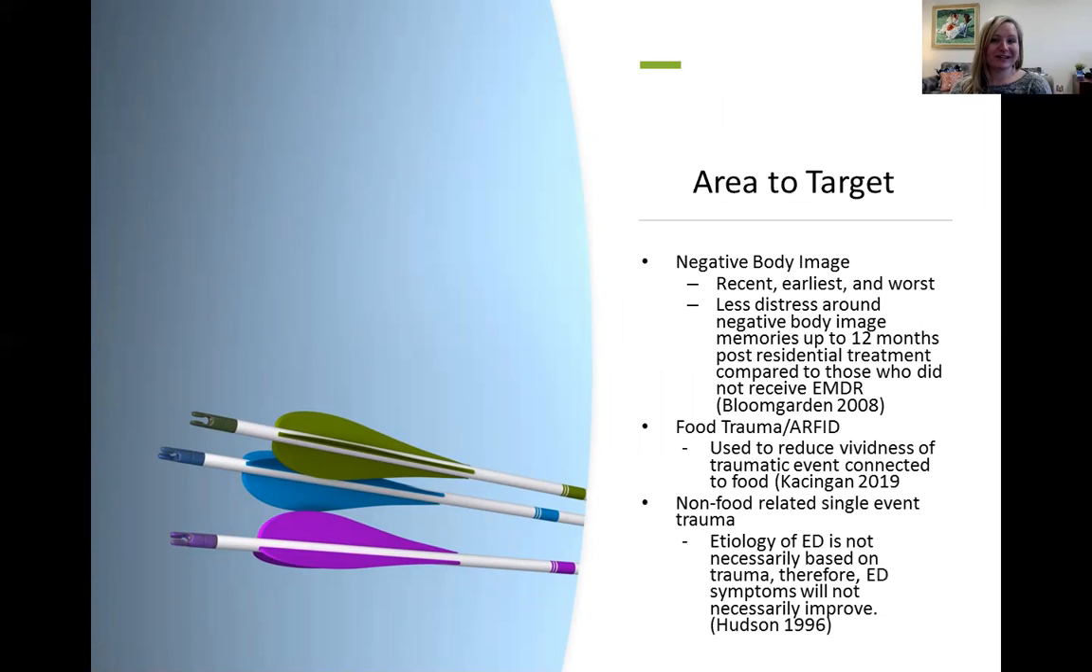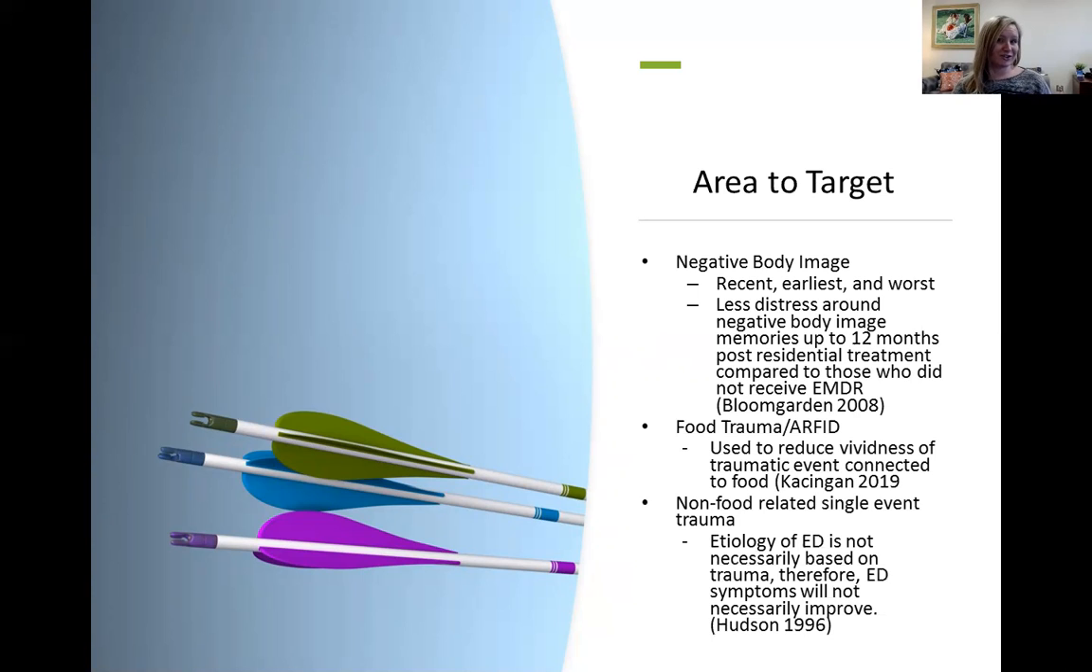So areas to target: we can target negative body image in EMDR with the most recent, the earliest, and the worst body image experience. I remember having a client who said, I remember being 3 years old and looking in the mirror in the dressing room thinking I was fat. And so that's something that we can target, of, okay, where did they learn to believe that? What is that belief behind that feeling of I'm fat? Is it I'm not good enough? I'm less than, whatever? What is that?